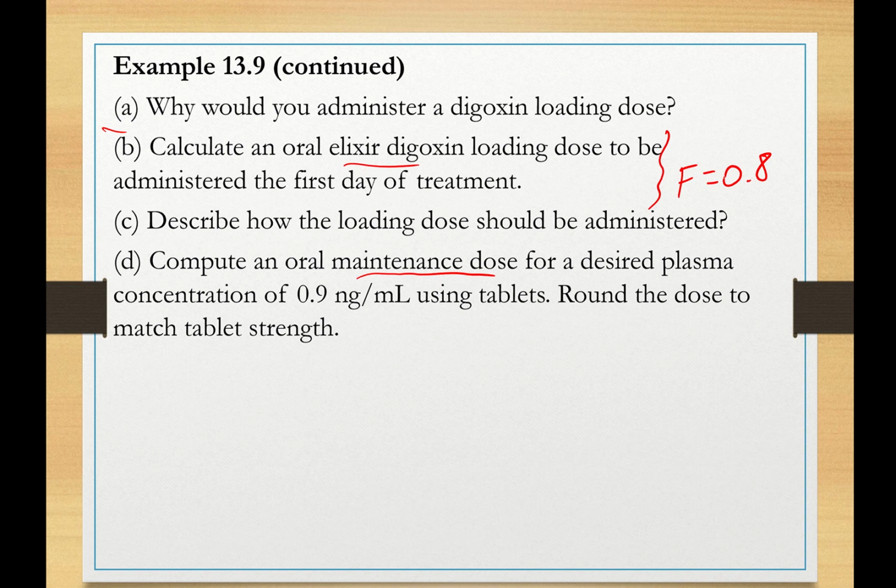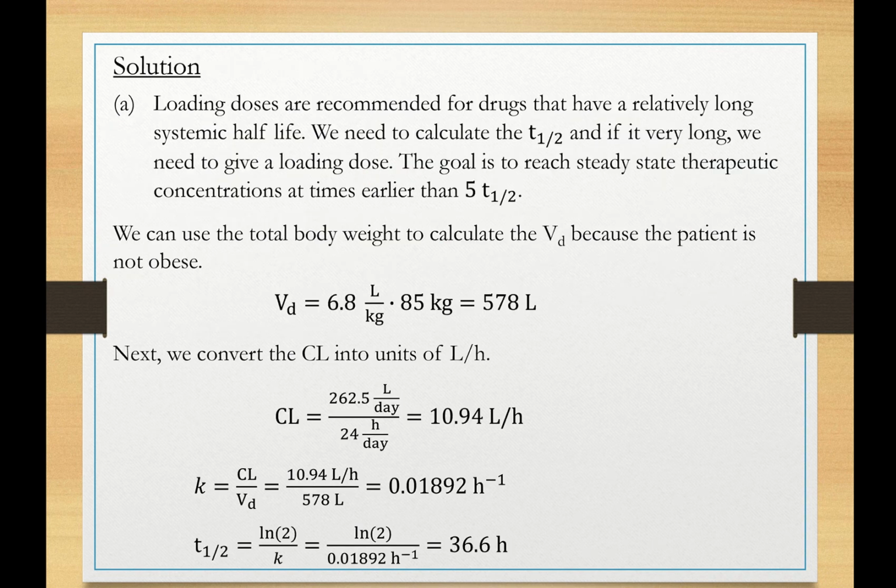So let's start our explanation. As we discussed, loading doses are recommended for drugs that have a relatively long systemic half-life. So obviously our first task is to calculate the half-life. The idea is that it takes 5 half-lives for the drug to reach equilibrium in our body. If the half-life is very long, it would take forever to stabilize the patient and achieve therapeutic levels. In order to calculate the half-life, we first have to calculate K, and K is calculated from VD and clearance.